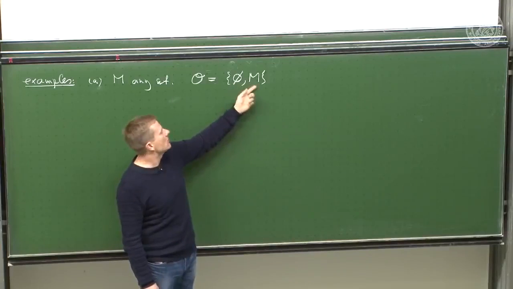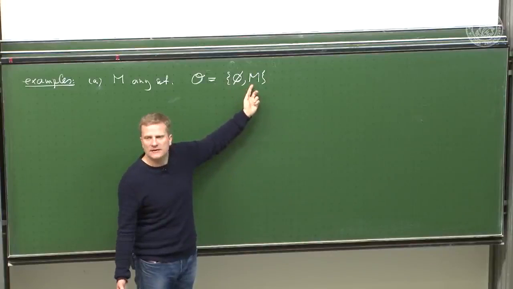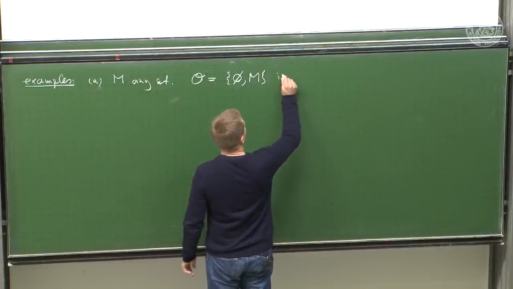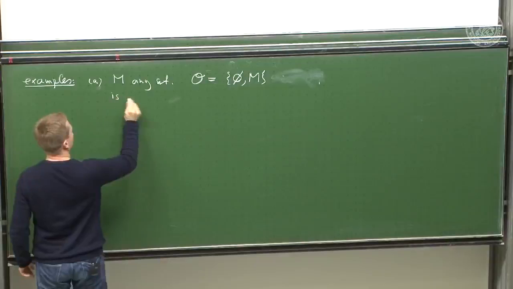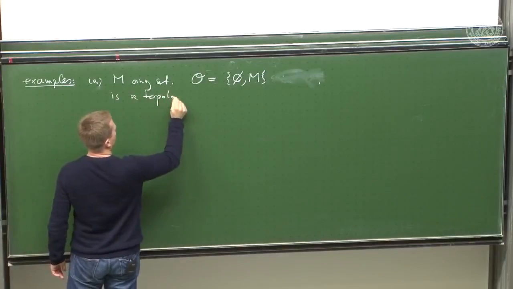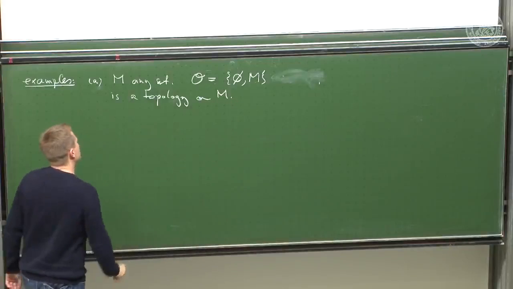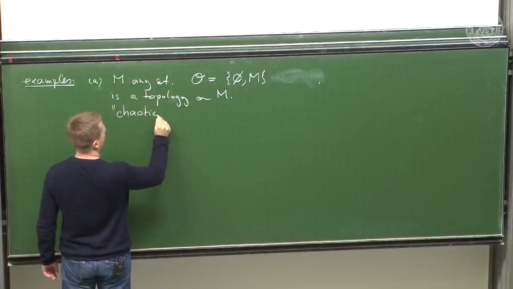Well, that's also true, because the only possible unions you can get are either empty or all of M, but empty and all of M are already in there, trivially. And so this is a topology, and this is for any M. And this topology has a name. It's called a chaotic topology.